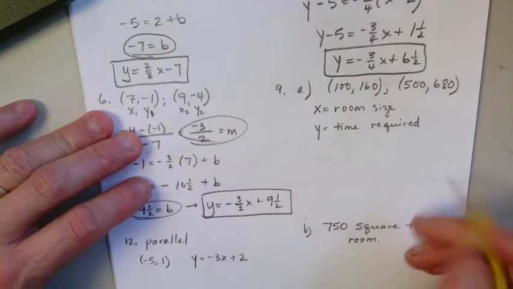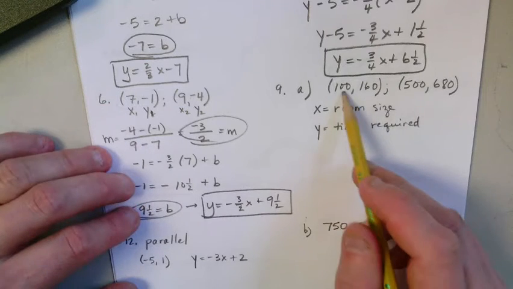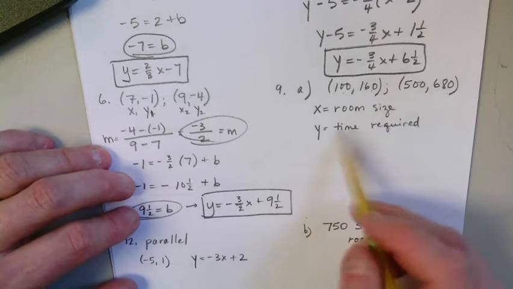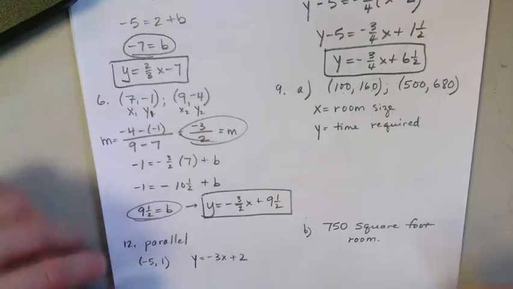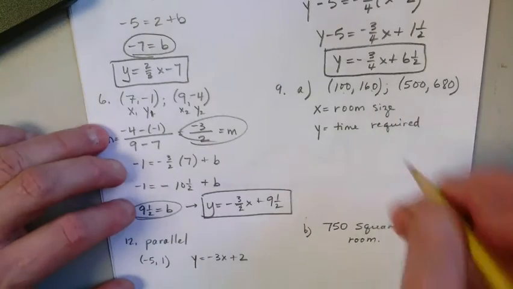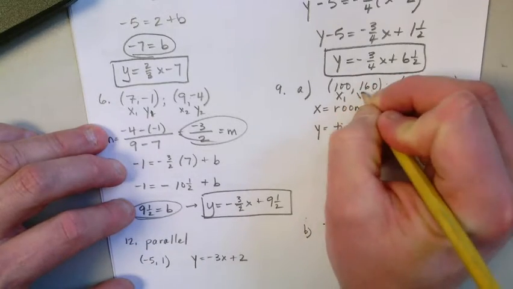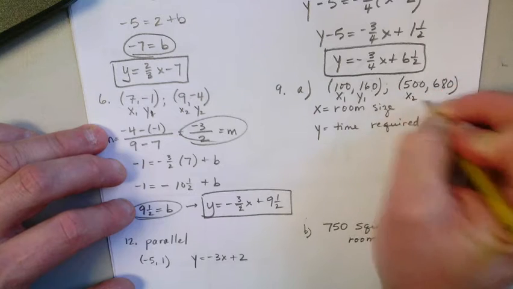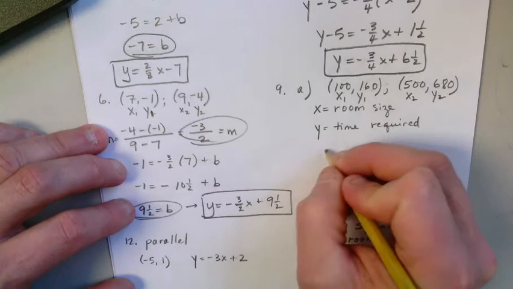Now, in number 9, here's what we have. Again, we have two points along a line, and we're supposed to determine the equation just like we did on numbers 4 and 6. So I'll go ahead and do this and find the slope.